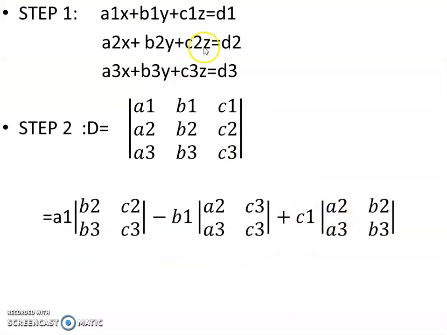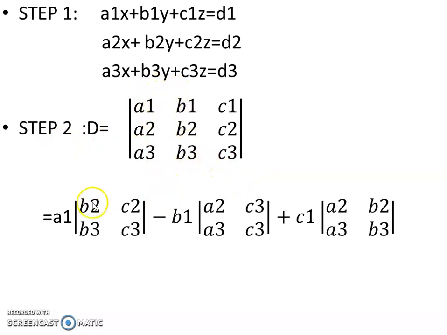Now step by step we have to solve for d, dx, dy and all these things. How? We have the system of equations. Now I want to find d, taking the coefficient of x column, coefficient of y column and coefficient of z column, that is a1, a2, a3, b1, b2, b3, c1, c2, c3. We have to solve the given determinant, which has order 3 by 3.